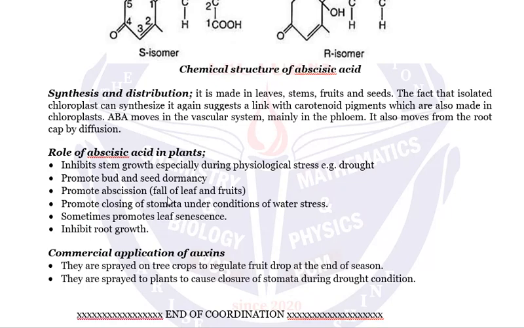Ina promote abscission, that is falling of leaves and fruits before their maturation. Ina promote closing of stomata under condition of water stress. Also, this is very important during the drought seasons, so that the plant will not dry. Sometimes it promotes leaf senescence, that is leaf aging, kuzeeka kwa majani, and it inhibits root growth. This effect is similar to the effect of auxin. It is similar to the effect of ethylene, but it is different to the effect of auxin.